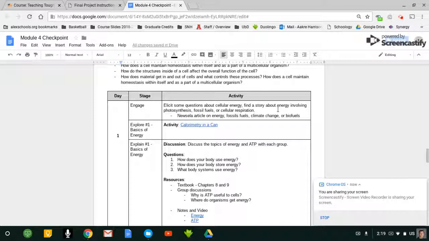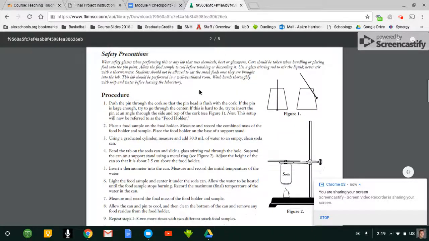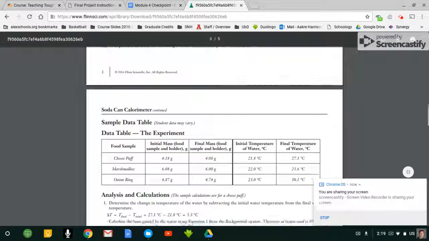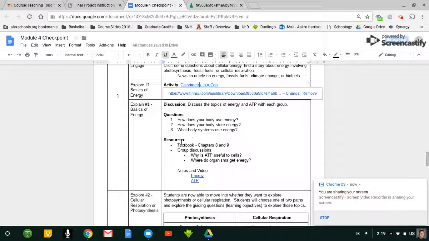Then the very first activity is we're going to get into calorimetry. Okay, so I click on here, and that brings me to the Flynn Scientific Calorimetry in a Can. So this is going to be that document right here, and what I'll be printing off for the students, once it allows me to move. Okay, there we go. So this will be printing off page 2, 3, and so forth. So just 2 to 3. Okay. So we'll go through the calorimetry in a can. That's going to be our explore. That's where they get to understand a little bit about calorimetry.